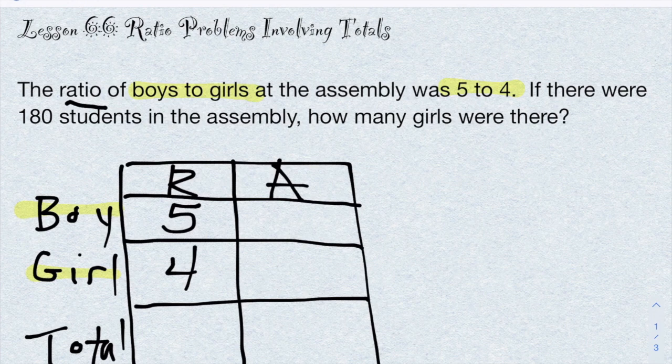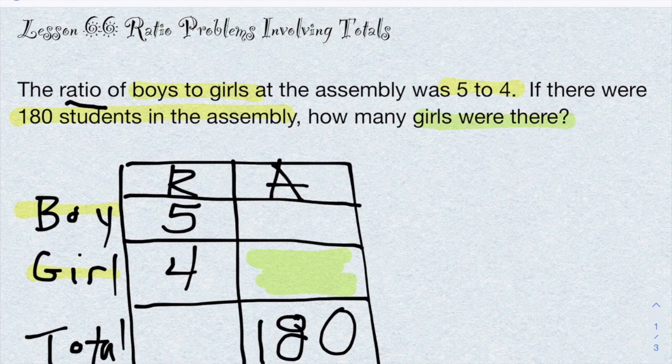Then it says other information, 180 students in the assembly. So that's going to go back to my actual. And then the question is, we're going to do this one in green because we can. How many girls were there? So that's going to be looking for this number. So I'm going to have to figure out my other boxes in order to get to that.